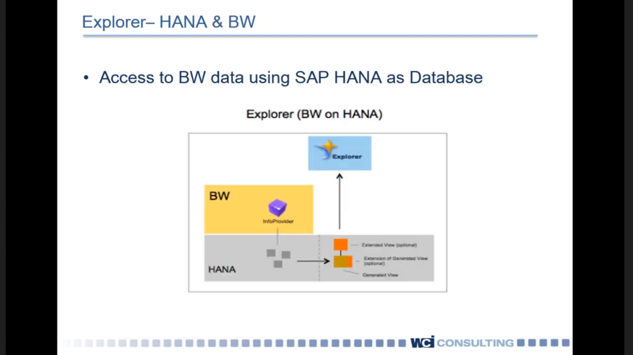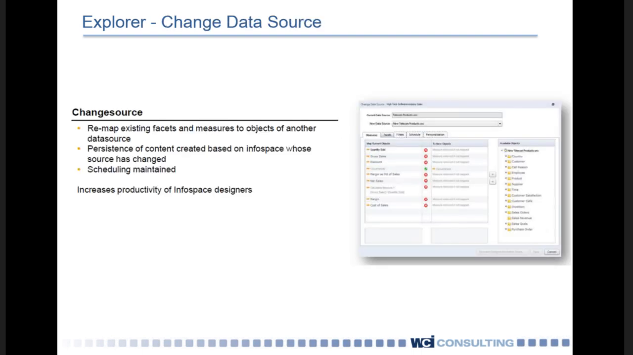You can also use BW data using SAP HANA as a database now in Explorer. So as you can see in this diagram, your info provider in BW flows into HANA. In HANA, you create an extended view or an extension of a generated view, and then you build your Explorer model off of that. You can also do change source in Explorer now.